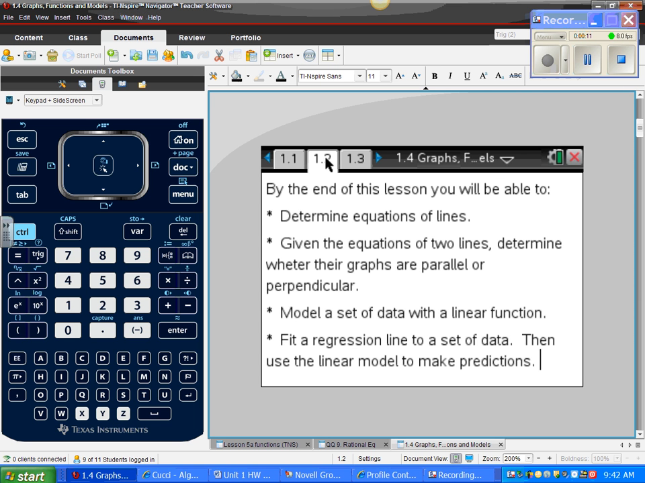All right, so by the end of this lesson, you'll be able to determine equations of lines. Given the equation of two lines, determine whether their graphs are parallel or perpendicular. Model a set of data with a linear function and fit a regression line to a set of data, then use the linear model to make predictions. So those are the goals.